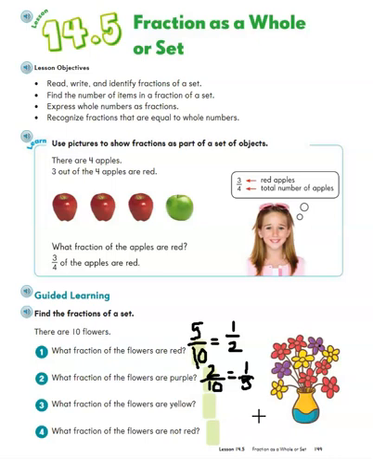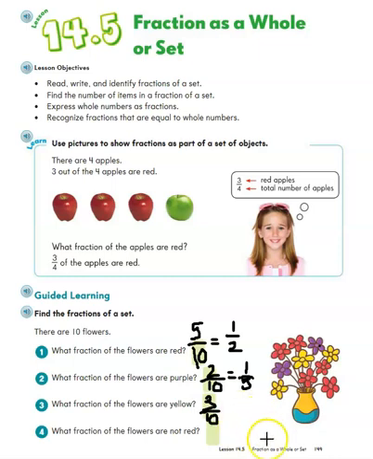Number 3, what fraction of the flowers are yellow? Well, we can see that there are 3 flowers out of a total of 10 flowers, so 3/10 is our fraction of yellow flowers. Is there any number that we could divide into 3 and 10? Nope, looks like 3/10 is going to just stay 3/10. That is that fraction in its simplest form.